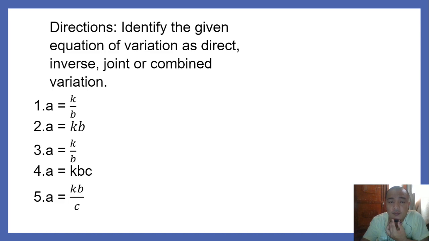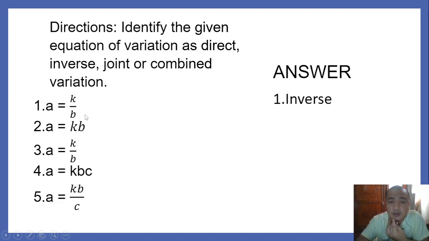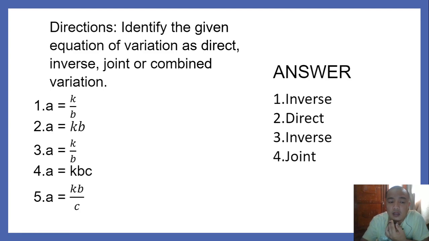A. Identify the given equation of variation as direct, inverse, joint, or combined. Number 1. A equals K over B. Answer, inverse. A varies inversely as B. How about number 2? A equals KB. It's a direct variation. A varies directly as B. How about number 3, inverse again? A varies inversely as B. How about number 4, joint? A varies jointly as B and C. And number 5, that's combined variation. A varies directly as B and inversely as C.